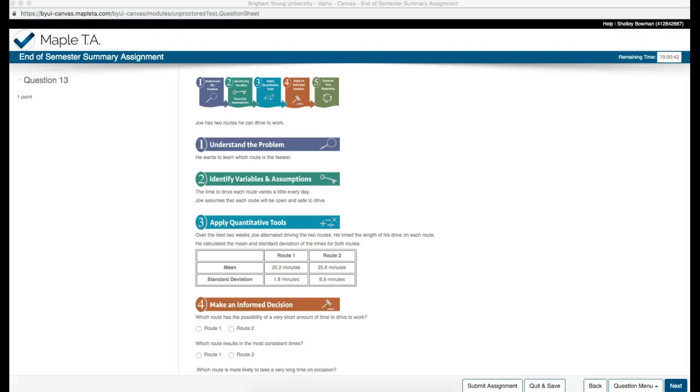Maple TA End of Semester Summary Assignment Question number 13. Joe has two routes he can drive to work. He wants to learn which route is the fastest. Step 2. The time to drive each route varies a little every day. Joe assumes that each route will be open and safe to drive.